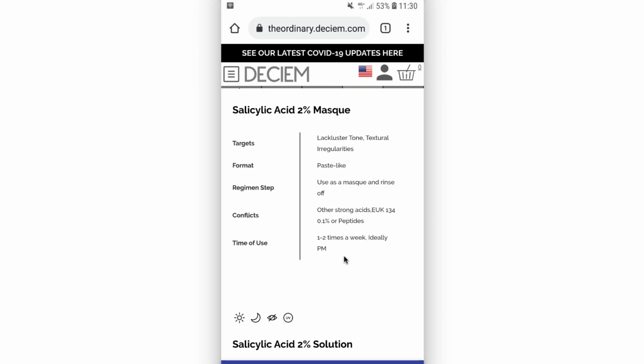mask, which means you're fine to use any of the other Ordinary products which I have not listed, which are not mentioned in the conflict section right here. So therefore, what you're going to use after the Ordinary mask depends also on your skin concern, but those can be any oils, those can be any other water-based serums, as long as it's not, for example, peptides or any like the EUK, which is an antioxidant.